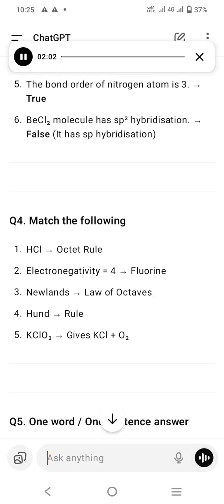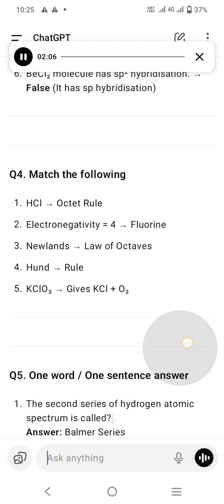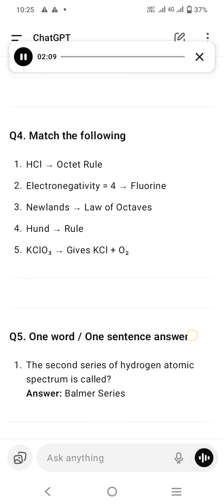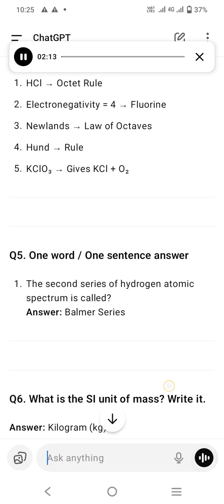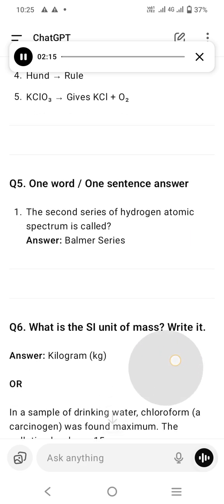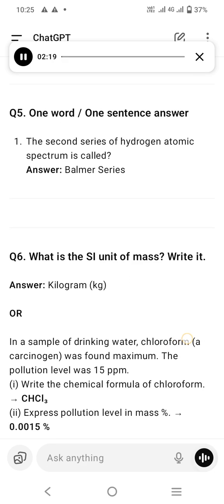Q4. Match the following. 1. HCl, octet rule. 2. Electronegativity equals 4, fluorine. 3. Newland's law of octaves. 4. Hund. KClO3 gives KCl plus O2. Q5. One word, one sentence answer. 1. The second series of hydrogen atomic spectrum is called the Balmer series.